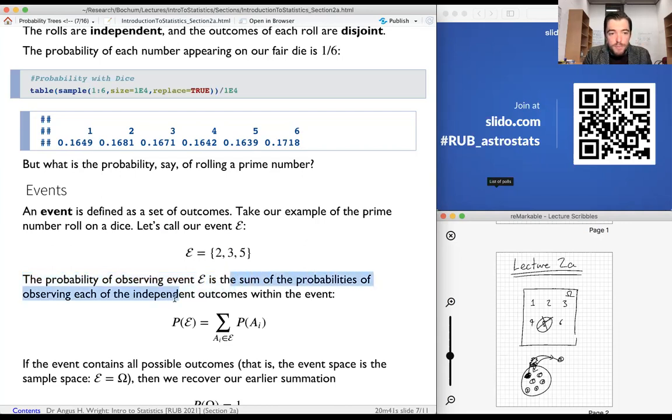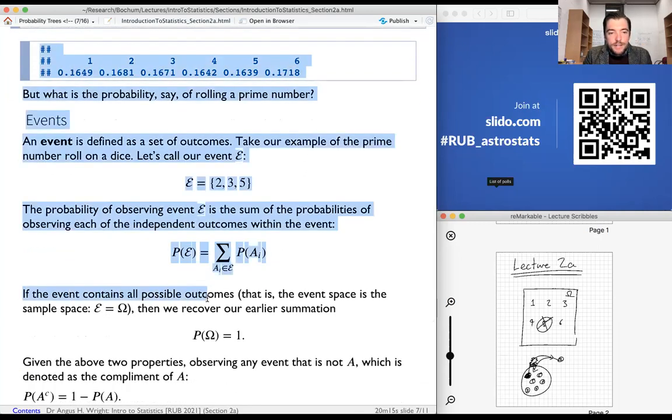So the probability of observing the event, a prime, when you roll a particular die is the sum of the probabilities of observing each independent outcome that forms the set. Put into numbers, the probability of observing the event E is the sum of the probabilities of observing the outcomes A1, A2, and A3, being 2, 3, and 5 respectively.